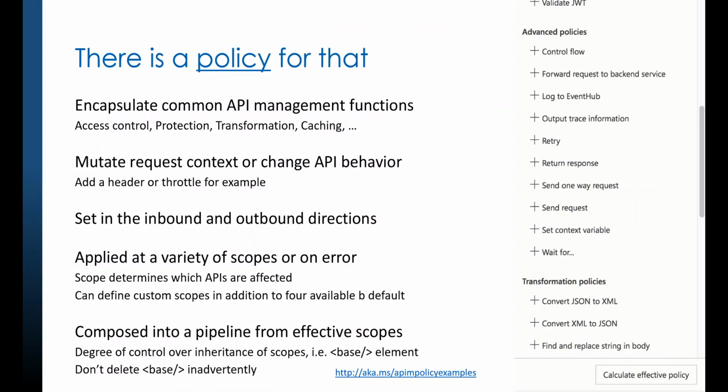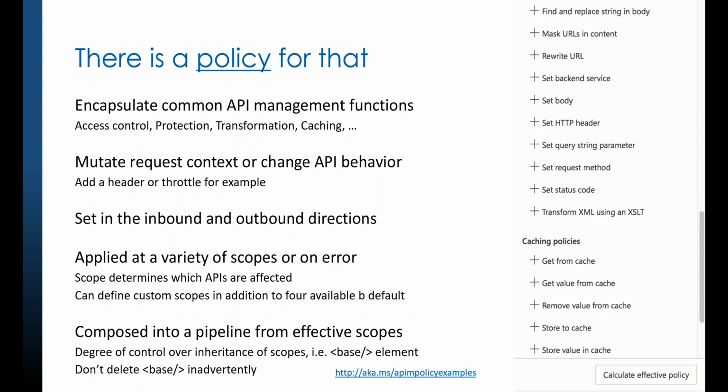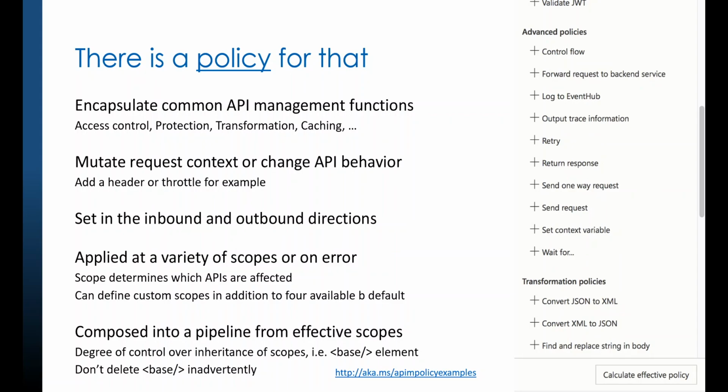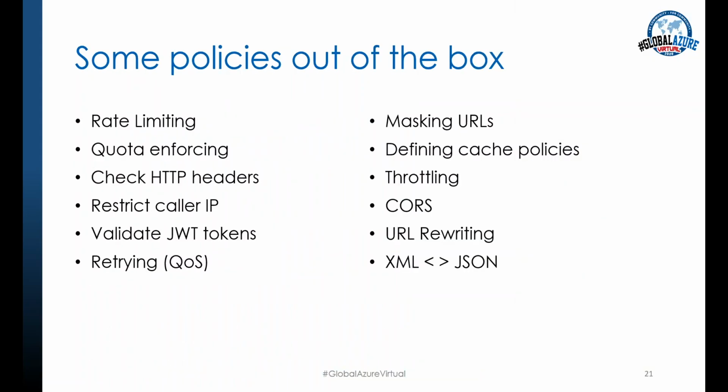Protecting our API is generally done through policy, and there are a lot of policies inside of Azure API Management that can help you do that. Some of the policies out of the box, I'll cover a few of these in my demos: rate limiting, quota enforcing. You can check the HTTP headers. You can remove HTTP headers. We can do throttling. We can handle CORS.